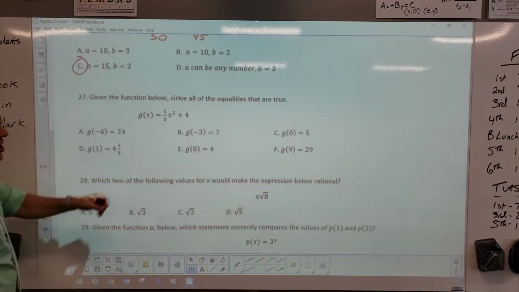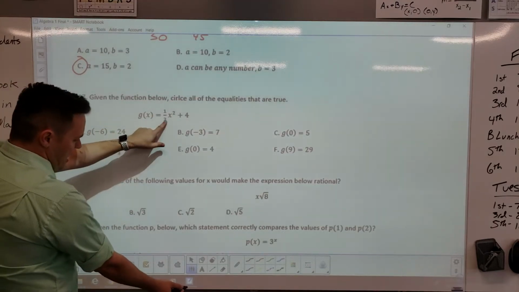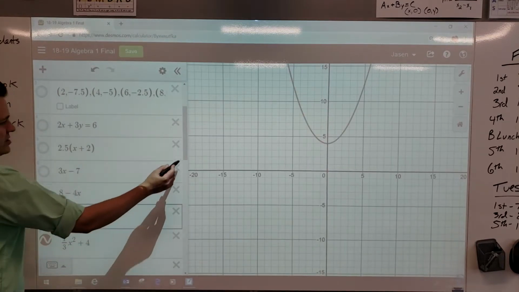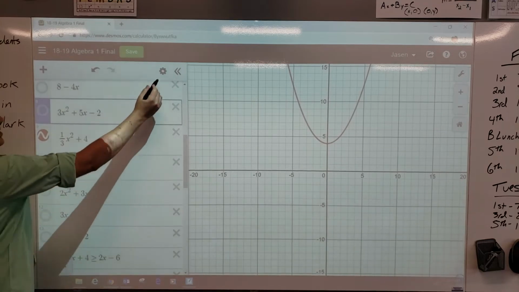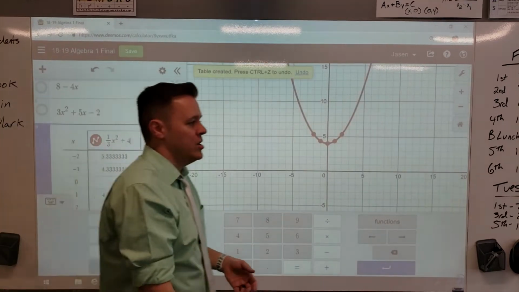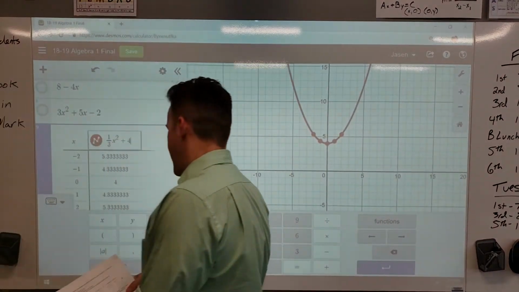Given the function below, circle all equalities that are true. Same thing, enter this in Desmos. You enter it in, here's the setup. Now, on this, make sure you do the table setup. You hit the gear, do the table, and then from there, you can put in your actual numbers. Let me grab my paper so I don't have to go back and forth.